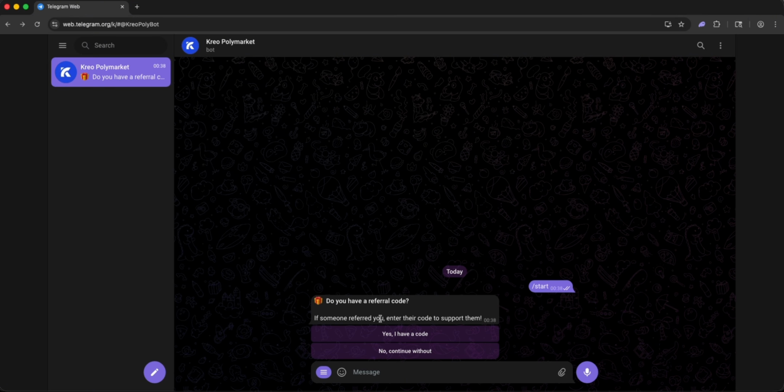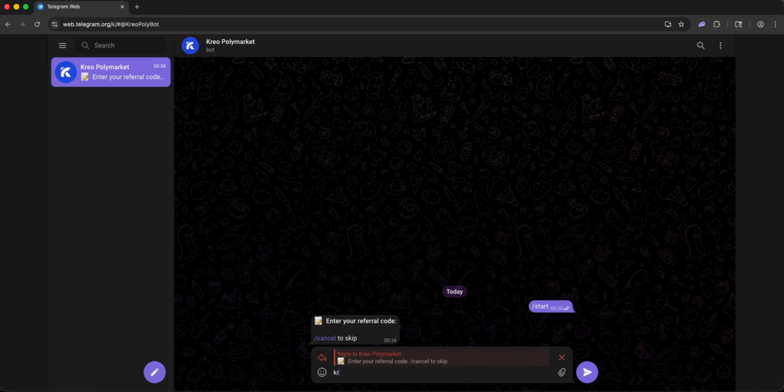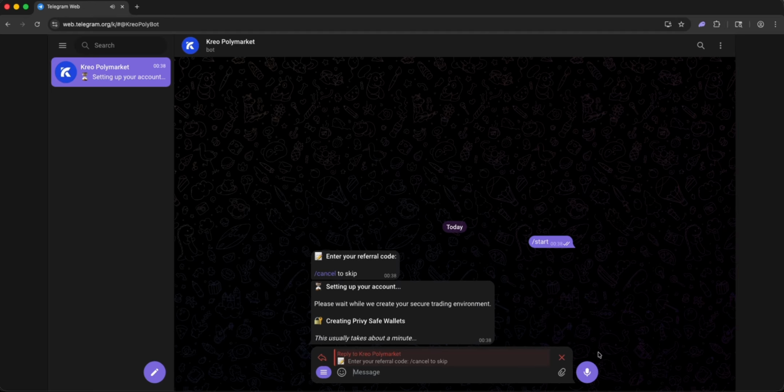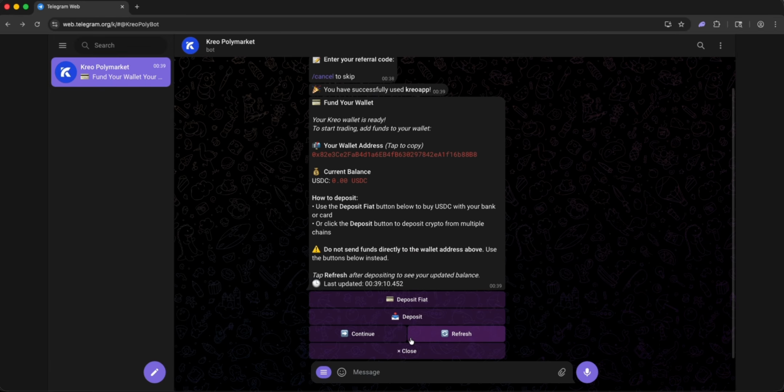If you have a referral code, for example, if you found this somewhere and you want to support them, you can type in, yes, I have a referral code. So for this example, I'm going to type in the standard referral code. Once I've done that, Creo is going to create my PrivySafe wallets, which will allow me to start trading. Okay. Now that my wallets have been created, I can now fund them so that I can begin trading.